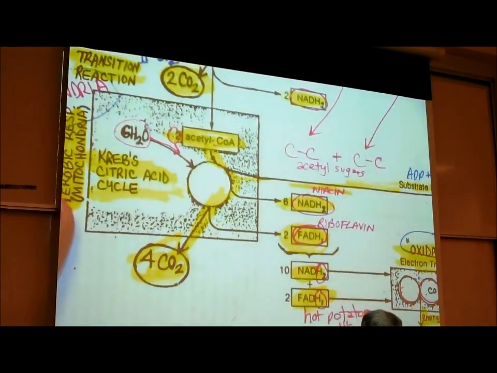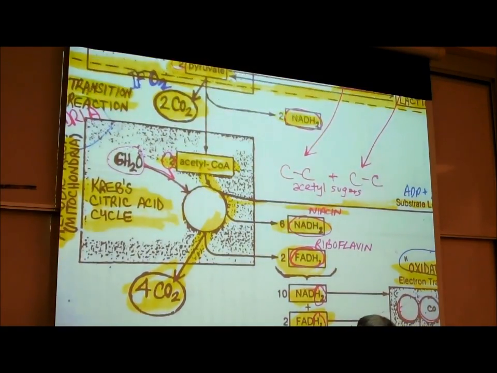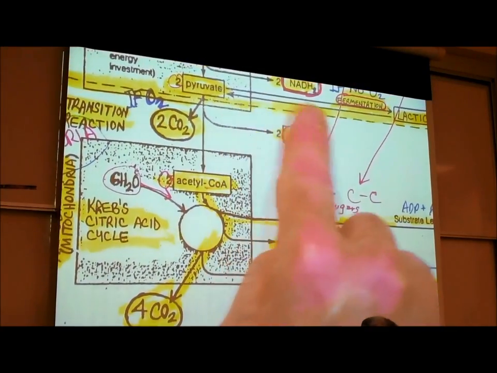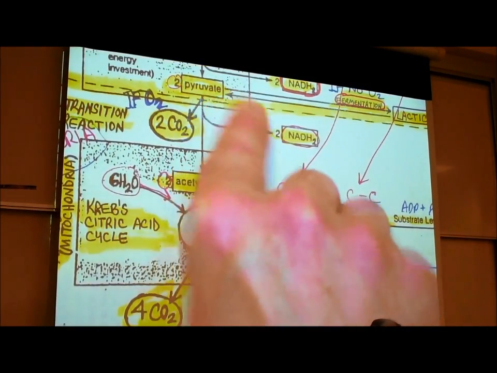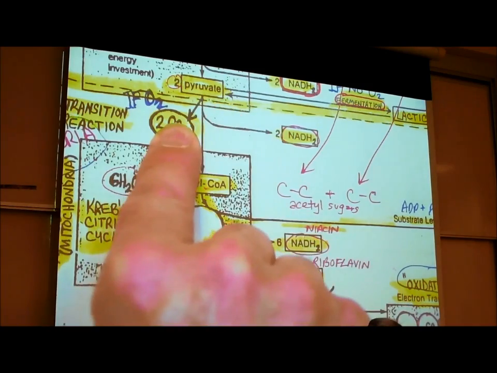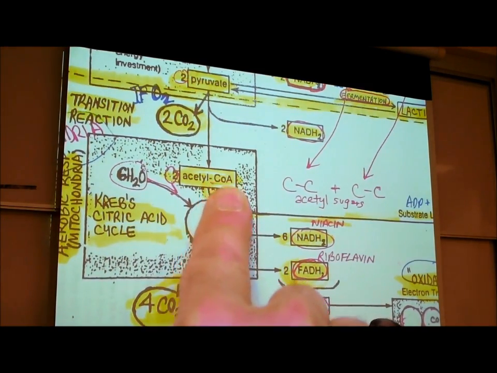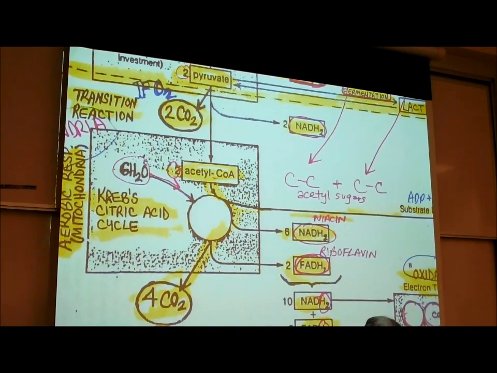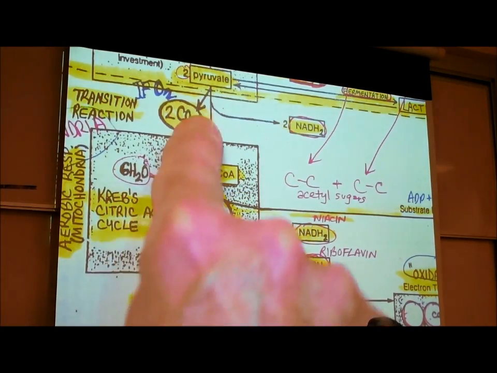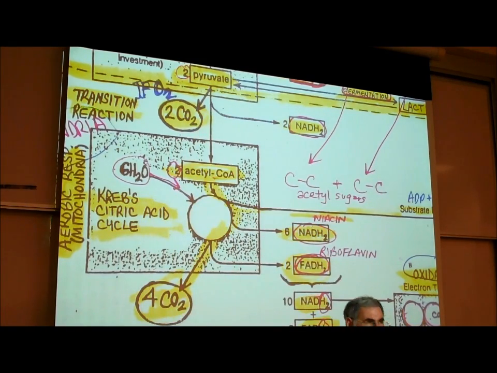You'll notice that the pyruvate sugars were turned into acetyl sugar and 2 carbon dioxide in the transition reaction, and then in the Krebs cycle, the acetyl sugars were turned into 4 carbon dioxide. That's a total of how many carbon dioxides? 6. And so the 6-carbon glucose has been broken apart into 6 individual carbon dioxides. The sugar is gone. It's been totally broken apart.